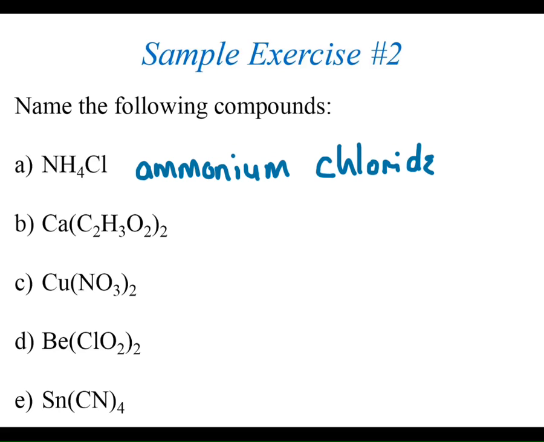Ca and that whole thing. So what's the Ca? Calcium. Does calcium need a Roman numeral? Why not? It's in group 2. Everybody see that? Okay, no Roman numeral. What's that other hairy thing called? Acetate. Calcium acetate. Okay, so far so good.